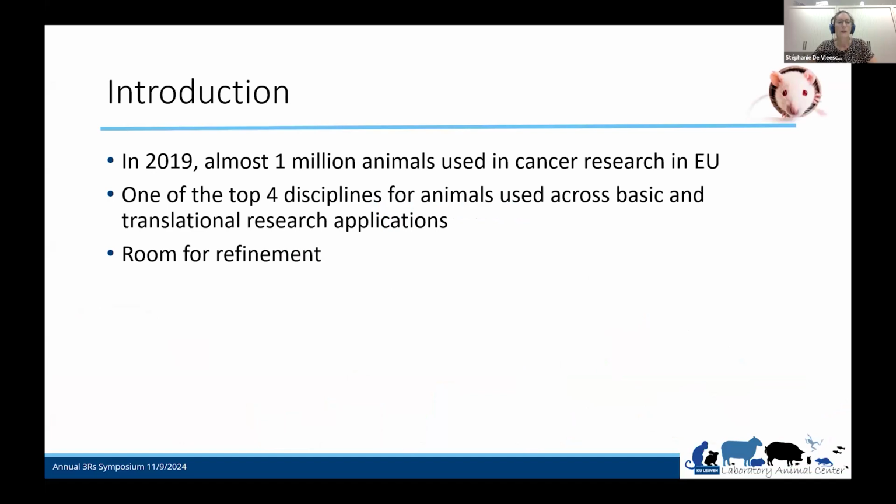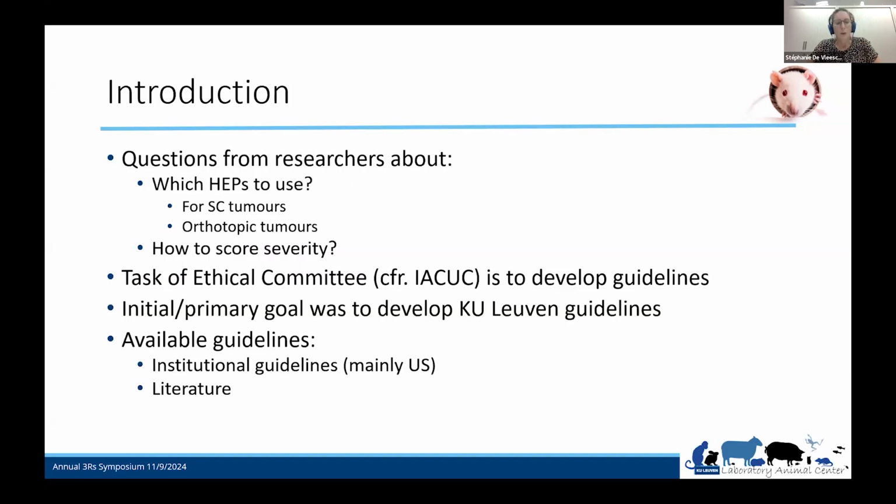So in 2019, almost 1 million animals were used in cancer research in the EU. I guess that's even more in the US. And it is one of the top 4 disciplines for animals used across basic and translational research applications. So actually, there's a lot of room for refinement for these mainly rodent or mouse studies.